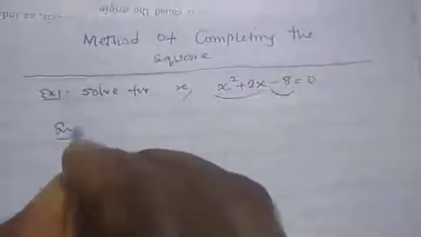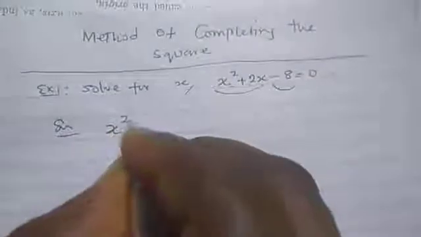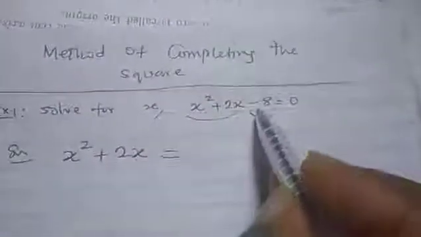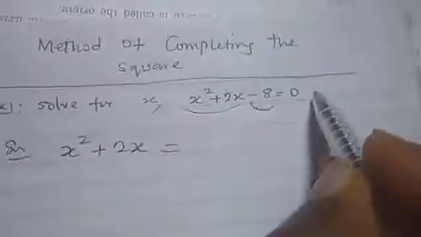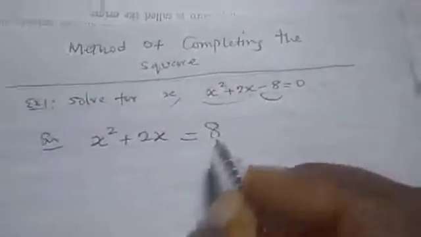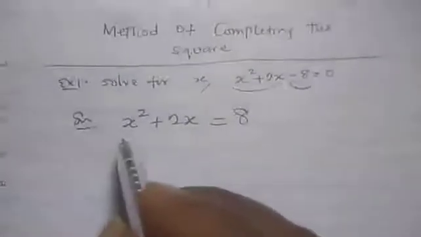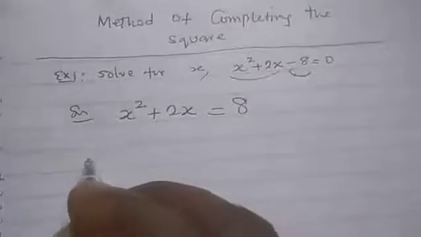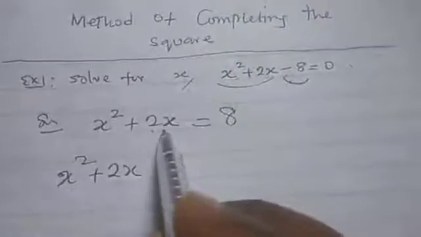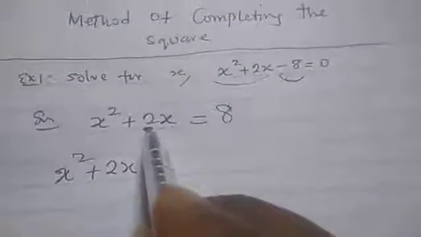So solution, I'll first retain x squared plus 2x, equal to, I'll take this constant to the other side. This is minus 8. When it gets to the other side, it becomes ordinary 8. Now, how do we complete the square of a quadratic expression? You consider the coefficient of x, which is this.